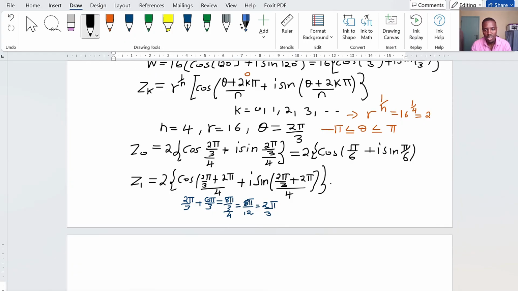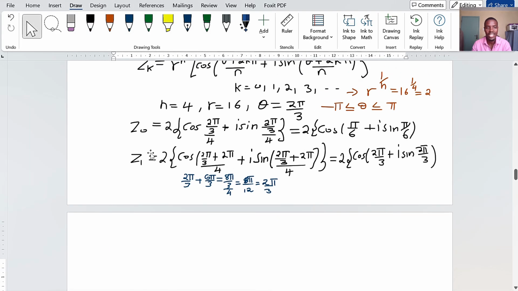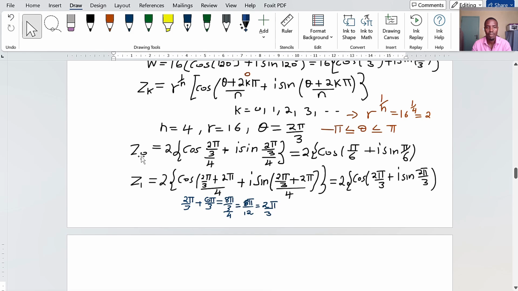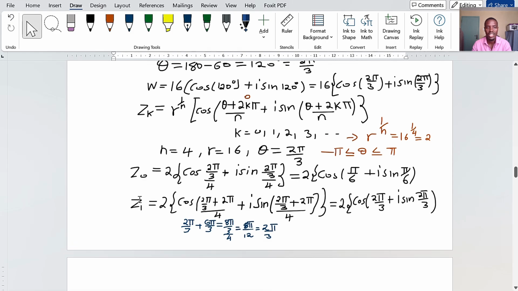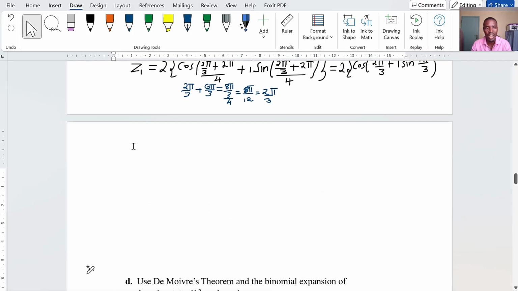Now, your root is simplified as 2 into cos theta, which is 2 pi over 3, plus I sine 2 pi over 3. Good. So 2 pi over 3 is still less than pi because 2 pi over 3 is around 120, which is less than 180. So Z1 root is still valid. Remember, we are getting the roots up to power 4, because we have Z0, Z1, Z2, and Z3. Z3 will be our last.